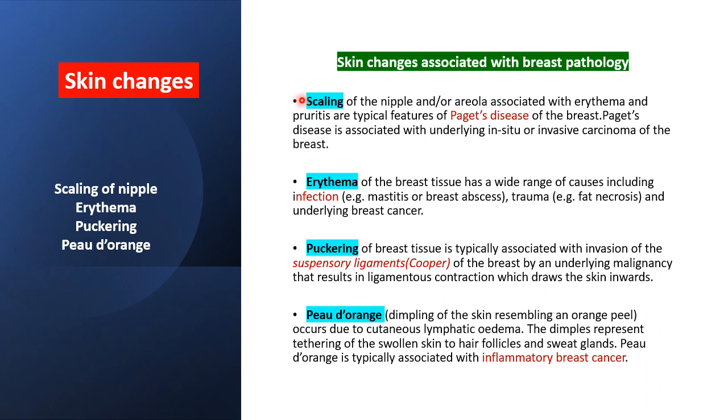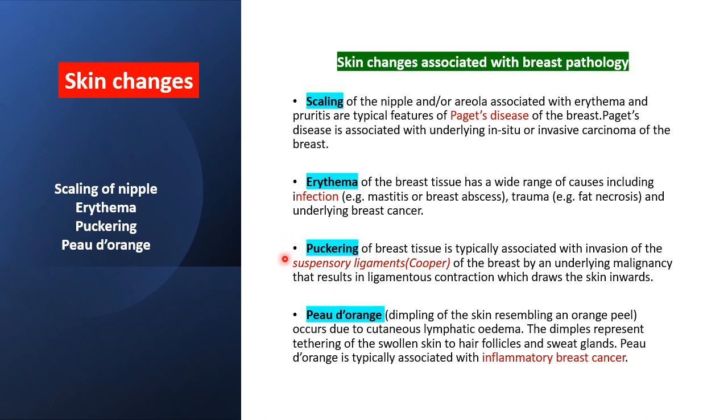Okay, you look for associated inversion or ulceration of the nipple, and whether there are other features to suggest causes for this scaling of the nipple. And of course, you must not forget it can be a sign of underlying carcinoma in situ or invasive carcinoma of the breast. The next change is erythema. Usually it is due to infection, mastitis or breast abscess, or trauma such as fat necrosis, and the important thing is it can be a sign of underlying breast cancer.